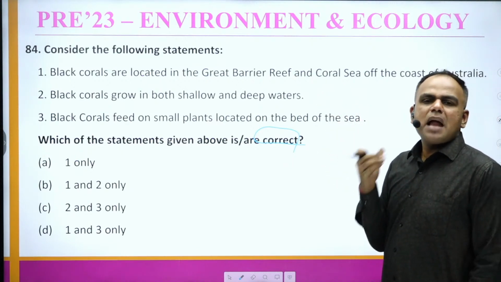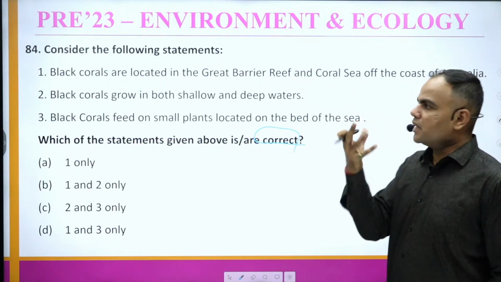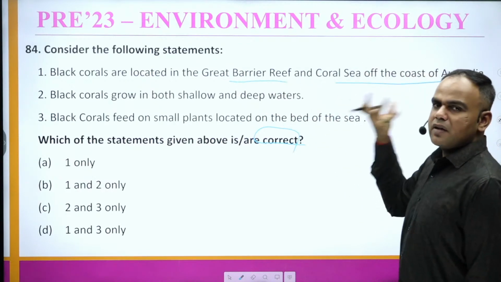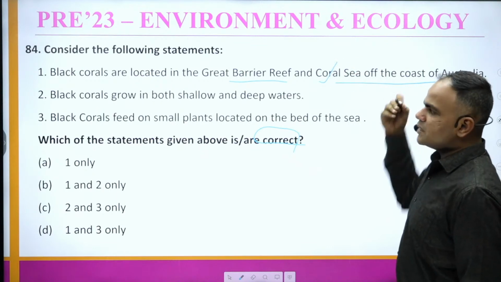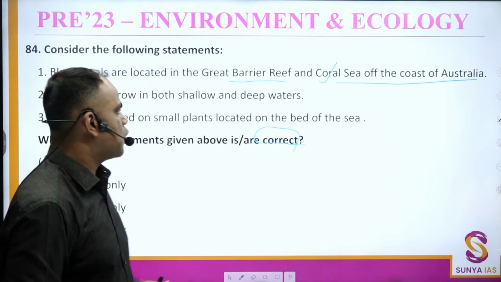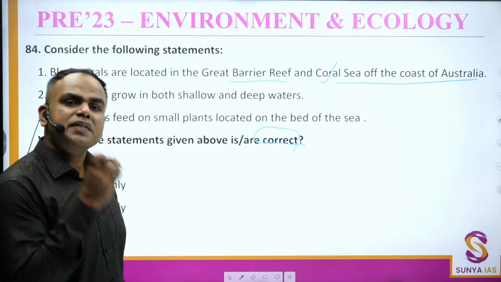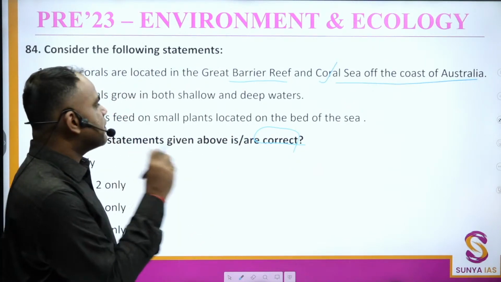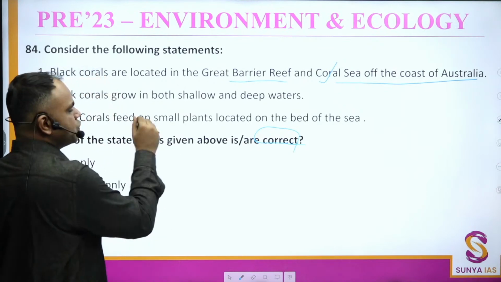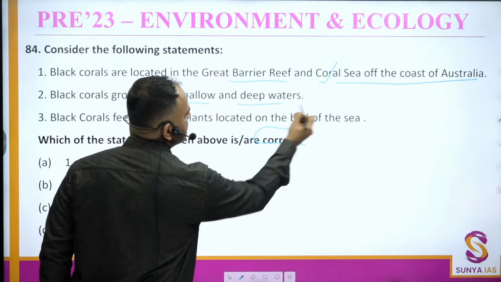By the way, why this question? Again, in current affairs, black corals were actually being seen. They had been sighted in the Great Barrier Reef, etc. The Great Barrier Reef is in Australia, so this part is correct. Now one very important point is that usually you will find black corals in deep waters, but if a statement says these are found only in deep waters, then that is wrong. They are found both in shallow waters as well as deep waters.